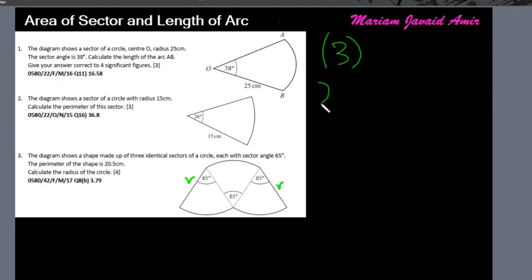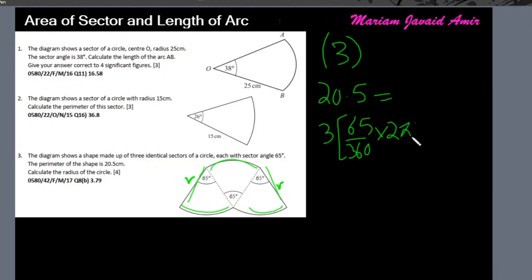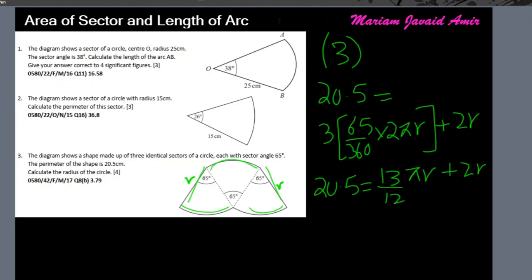Alright, so the perimeter is 20.5 and the perimeter contains 3 lengths of arcs and 2 radii. So we'll write 20.5 equals 3 times theta over 360 times 2 pi r plus 2r. So simplify this. This becomes 65 over 360 times 2 times 3. This is giving me 13 over 12 pi r plus 2r. Now I'll add 13 over 12 pi plus 2.